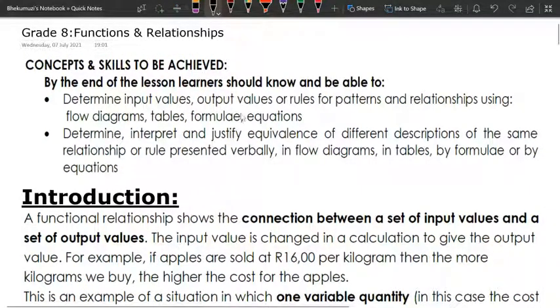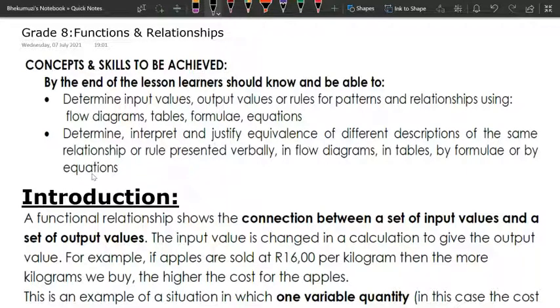Okay, so here we're going to be looking at firstly the key outcomes with this particular chapter, which is functions and relationships. The first thing is that you need to be able to determine the input values, output values, or rules for the patterns and relationships using either flow diagrams, tables, or formulae or equations.